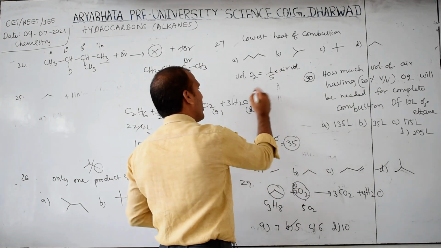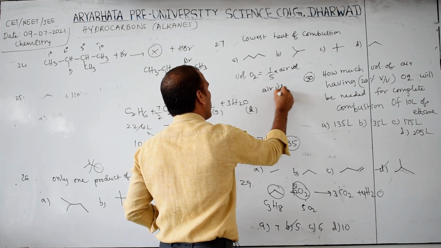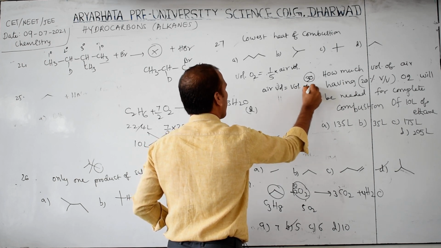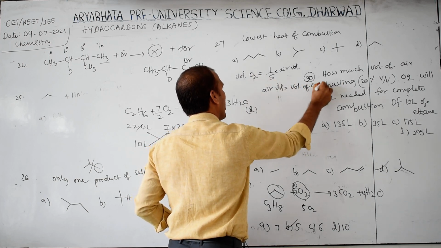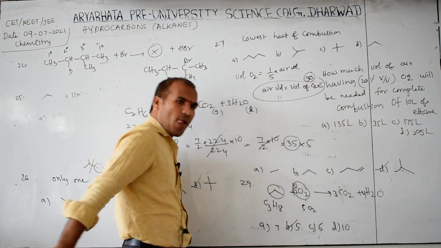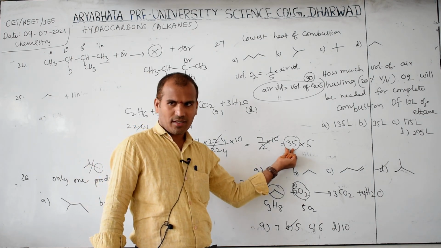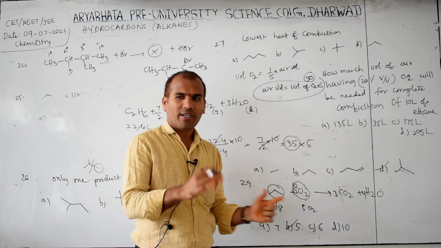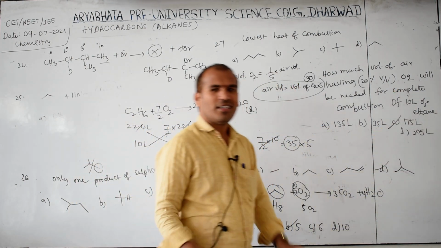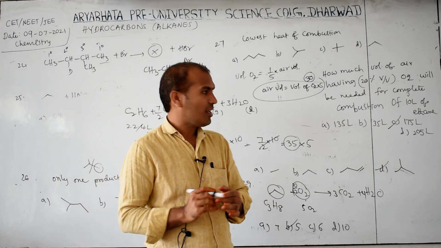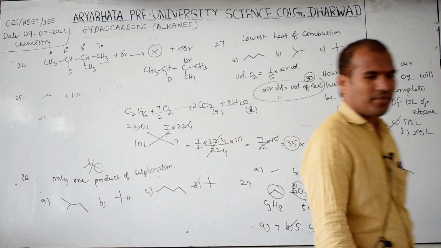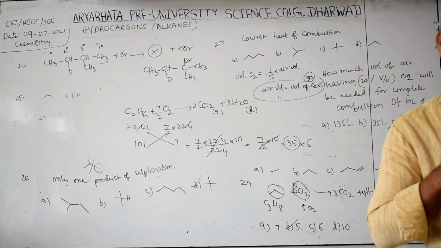But we want which one? Air volume. Then air volume is equal to volume of oxygen multiplied by 5. Clear this is? Then what you have to do? Multiply the volume of oxygen with 5. 35 into 5. Then the answer will be C. So this is a complete description and complete concept of the alkane chapter. Ready?